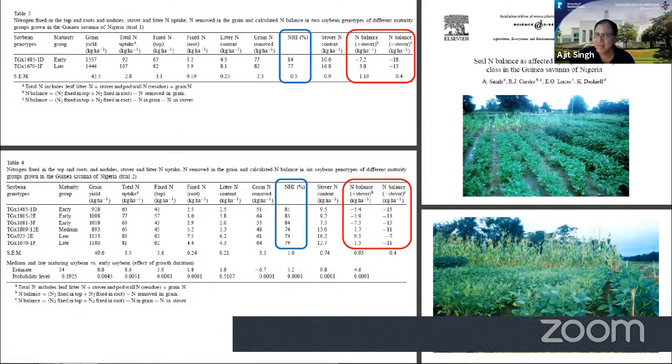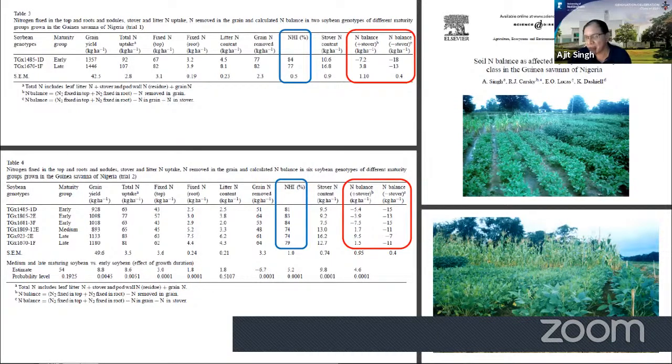It's not that great, but at least it's better than the early varieties, which is negative, okay? Now, N balance: if you remove the stover, if you do not return it to the field, then there is a negative N balance, minus 18, minus 13. So if you are burning the residues or using them for another purpose, removing them from the field, then the N balance is negative.